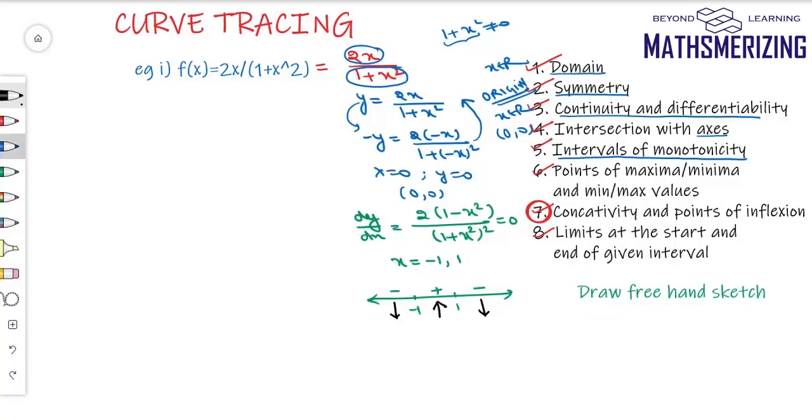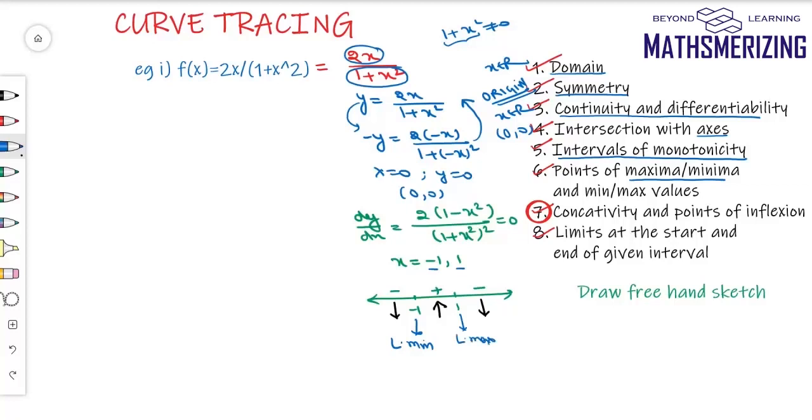Now we'll also find its points of maxima and minima. So the critical points are minus 1 and 1. Now at minus 1, the sign of derivative changes from minus to plus. So that means this minus 1 is a point of local minima. And for 1, the sign changes from plus to minus. That means it's a point of local maxima.